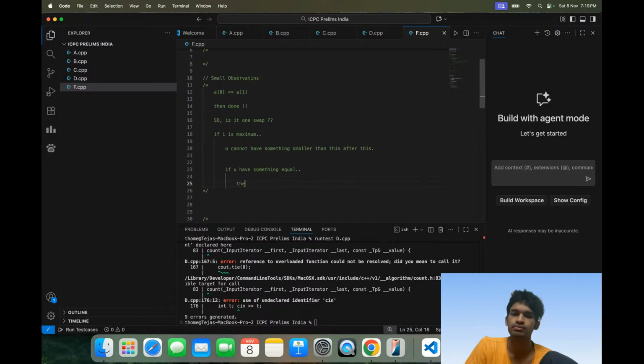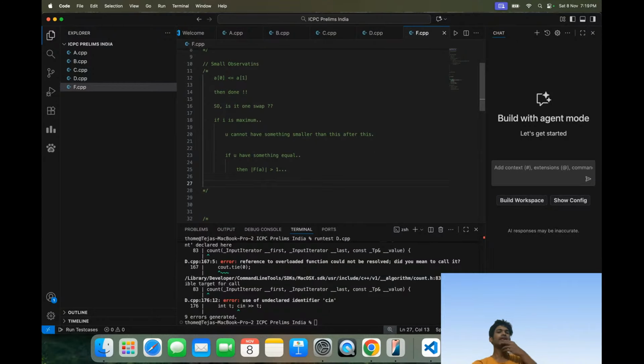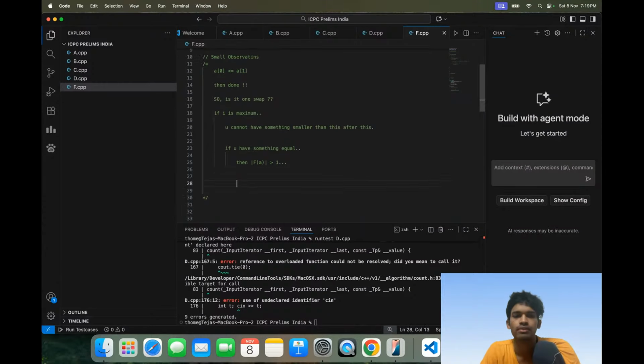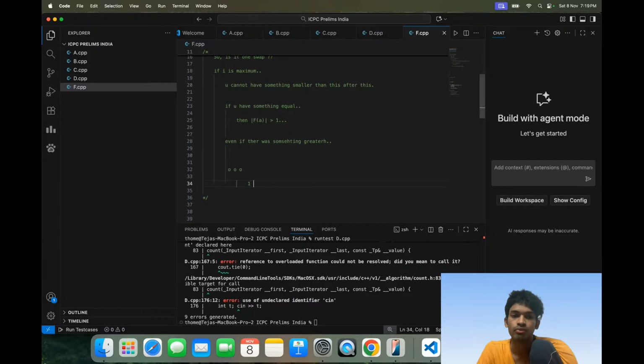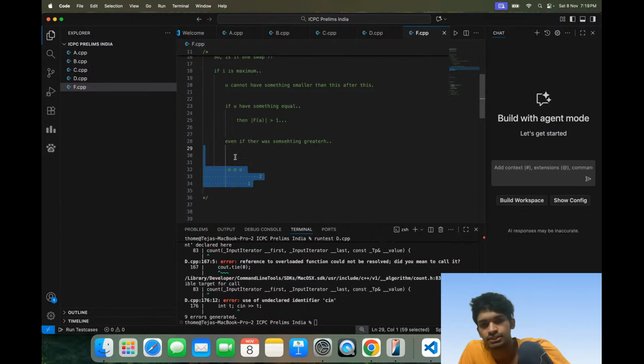then f of a is greater than 1. But this need not happen. Even if there was something greater, because you can see some things over here. Let's say there are 3 things over here, and then you have 1 here, 2 here. Both 1 is having max, 2 is having max, right? So this is a good array for us.